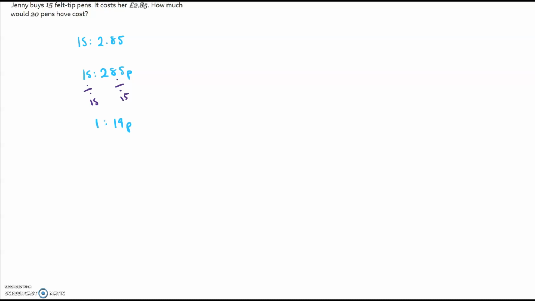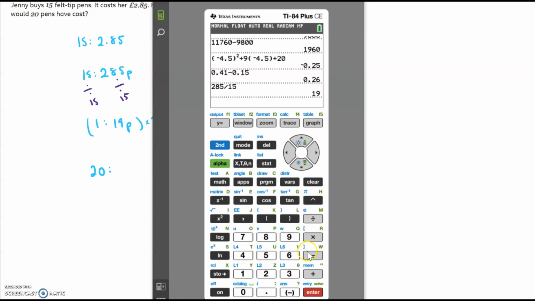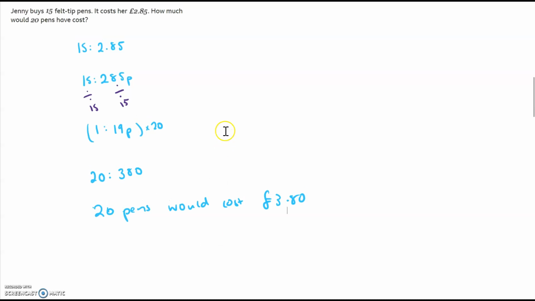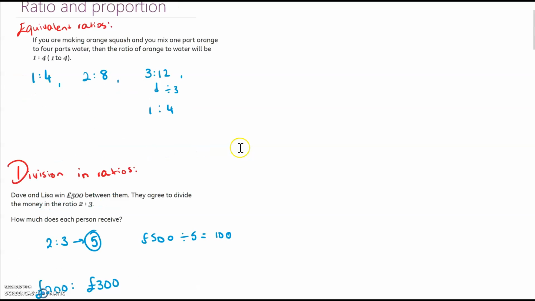How much would 20 have cost? Well, again, we're going to times this by 20, and we end up with 20, and then 19 times 20 gives me 380. So 20 pens would cost £3.80. All right, there we go. So that's a quick little revision of ratio and proportion.